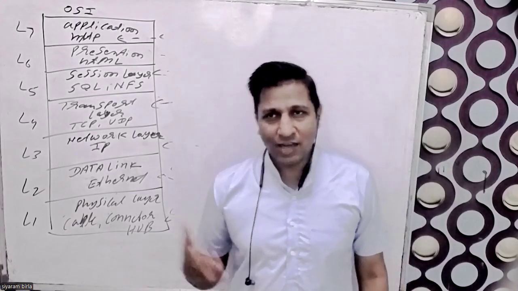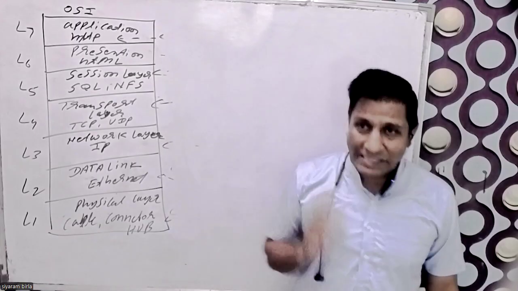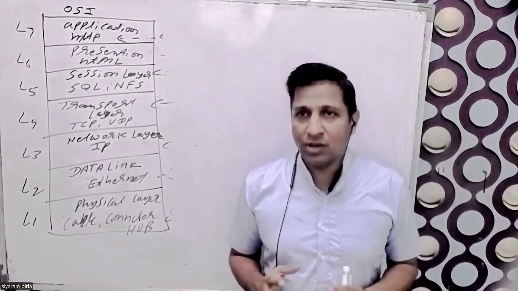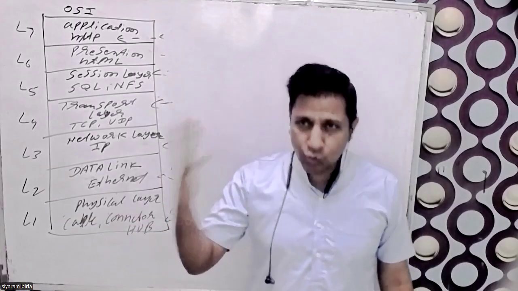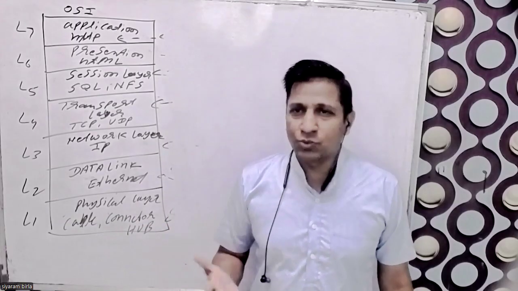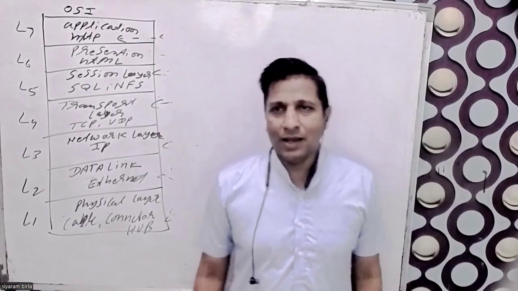In the last two lectures, I already explained about the OSI model. This is the third lecture. In this lecture, I will explain where the router is working, where the switch is working, and where the hub and bridge are working. And I will explain end-to-end communication.